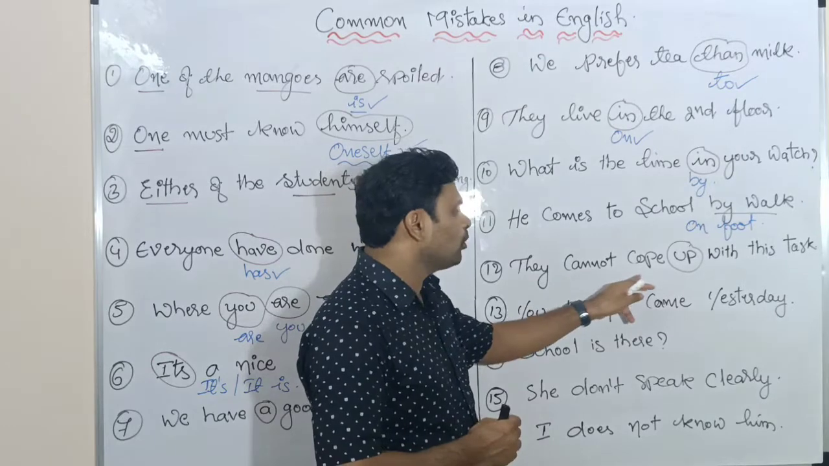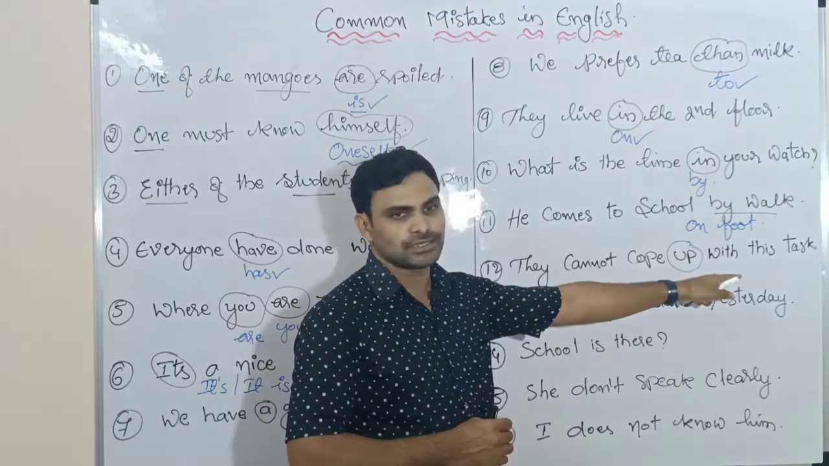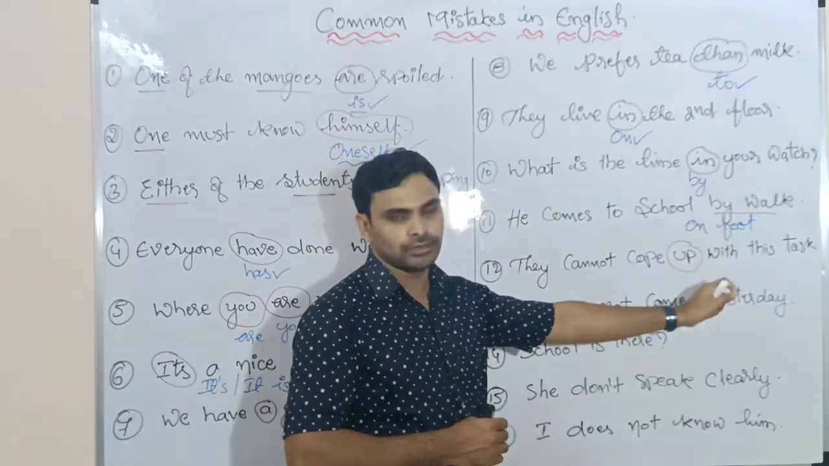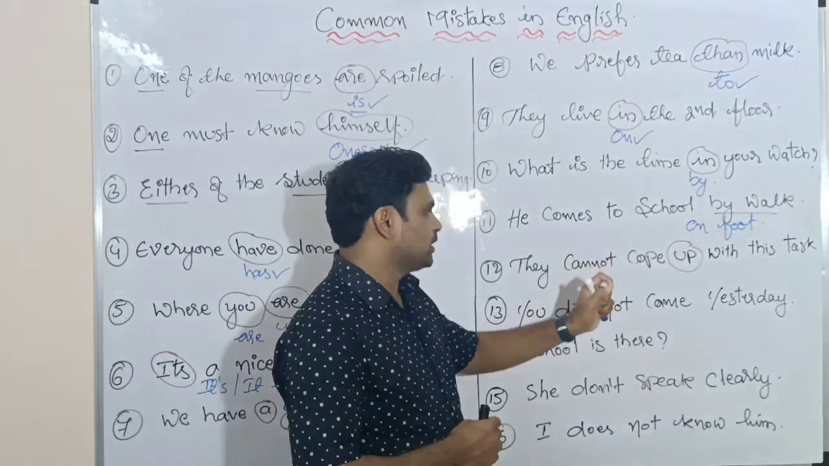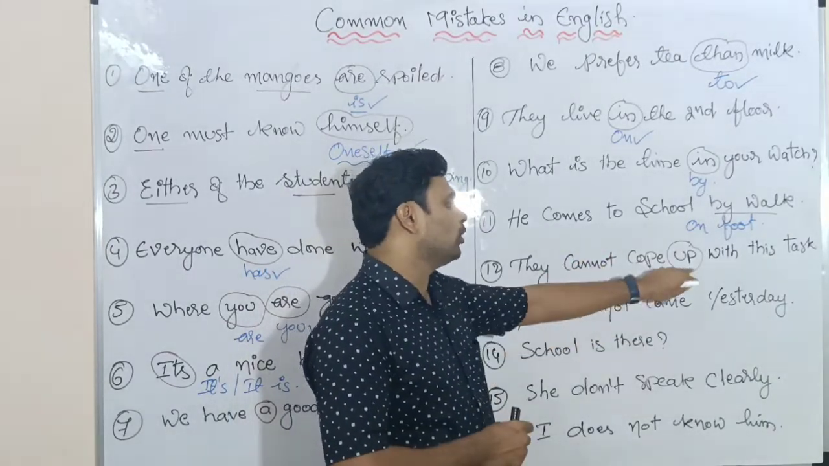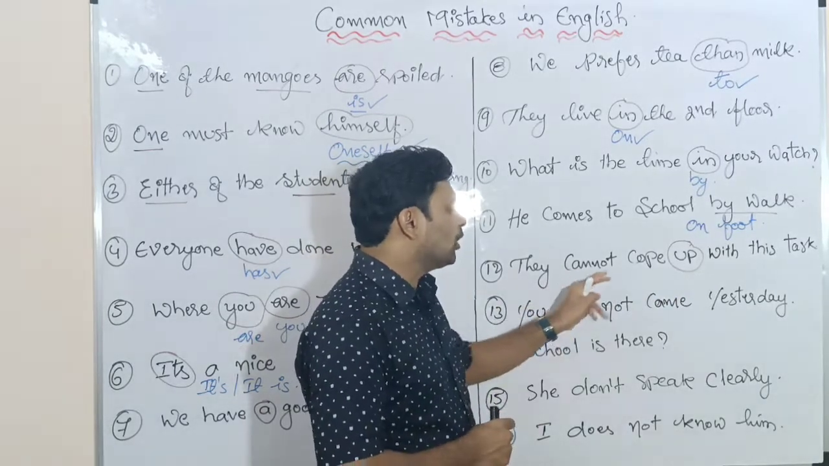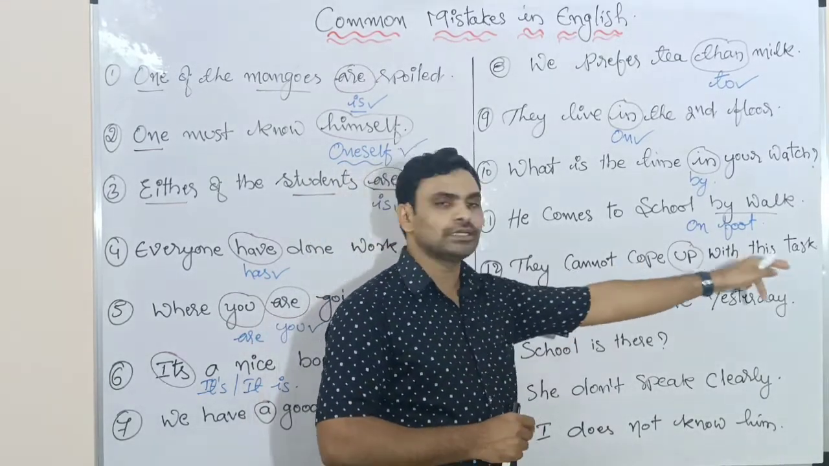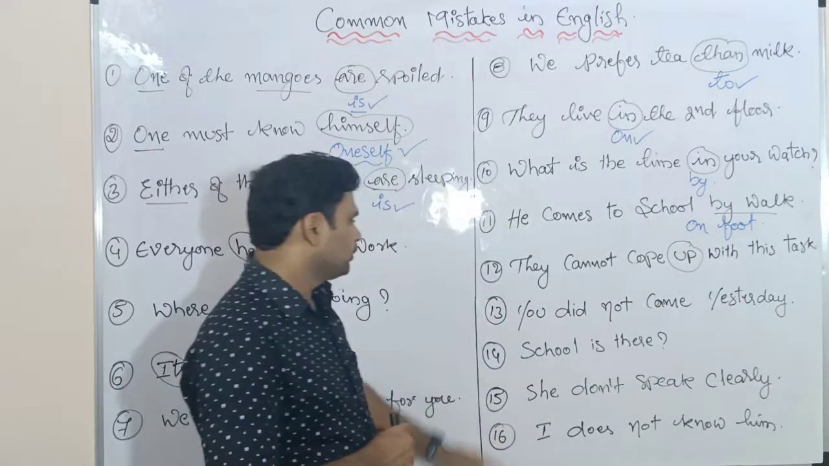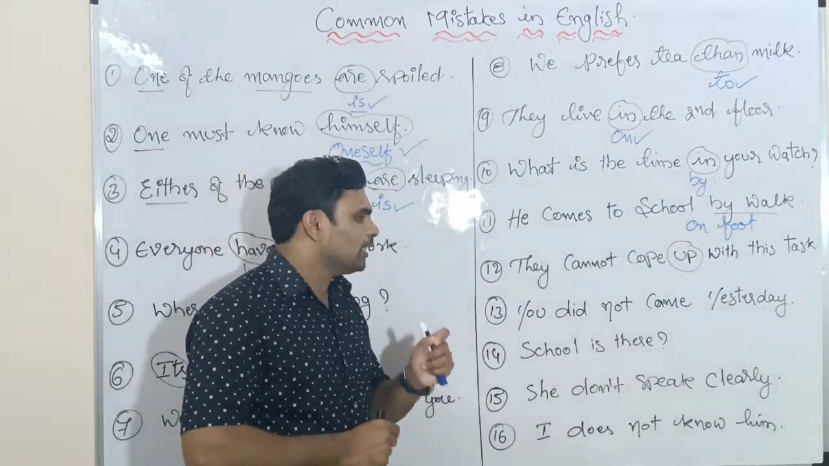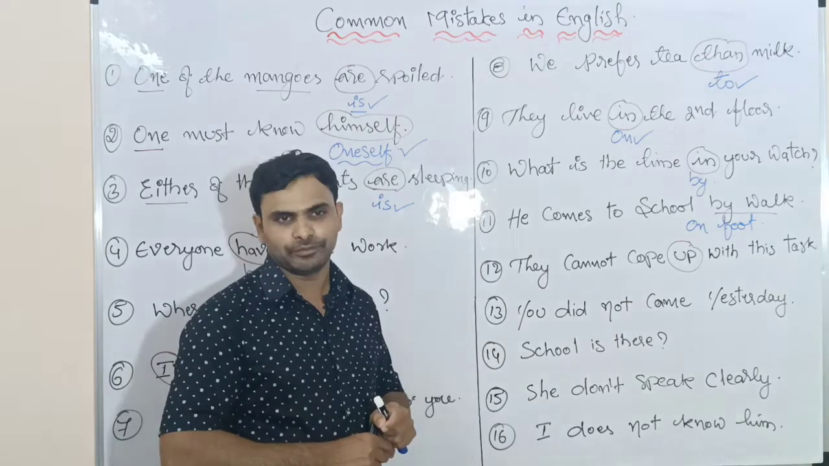They cannot cope with this task. Task means the work, the deed, the project. So you don't have to use the word "up" with cope. You can directly say they cannot cope with this task. Very good. 13. You did not came yesterday.